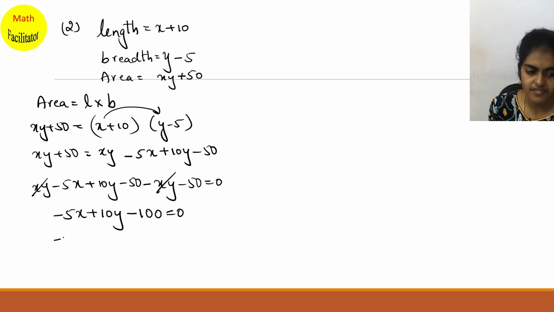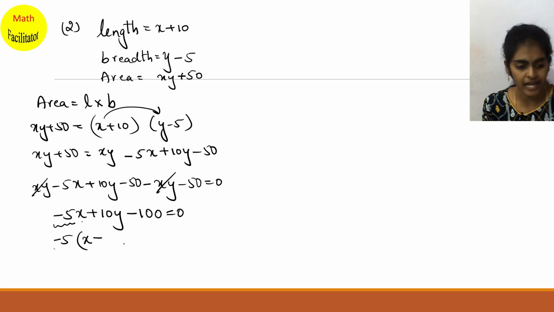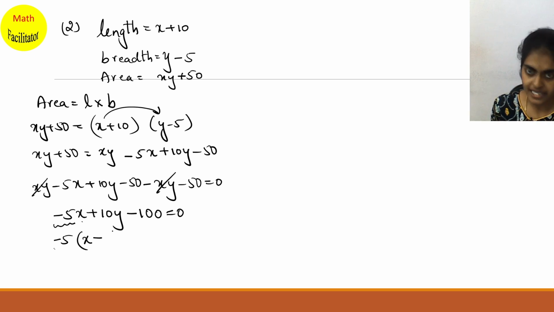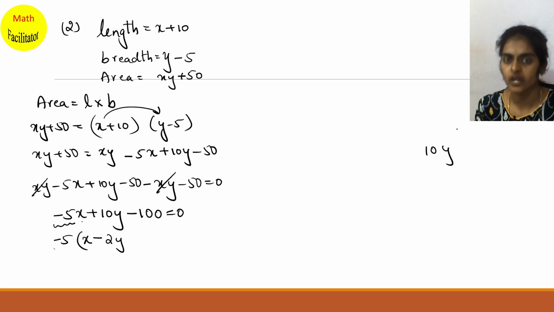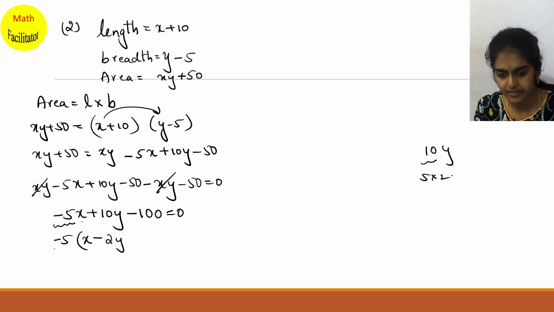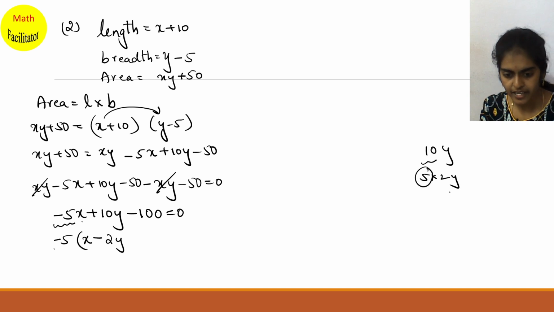Now from here I can take minus 5 common. If I take minus 5 common, from minus 5x, x is left over. Since we are taking minus common, the signs inside the bracket change. So minus, out of 10y, if you take 5 common, you will have 2y. 5 twos are 10. So out of 10y, I can write 5 into 2y, so if I take 5 common I am left with 2y, and with a minus sign.